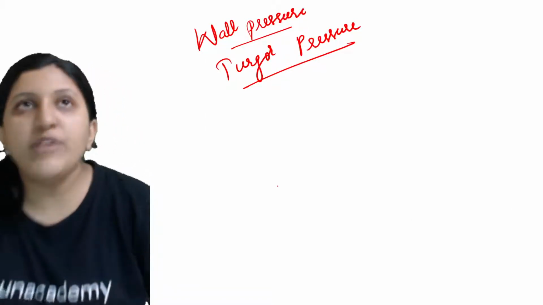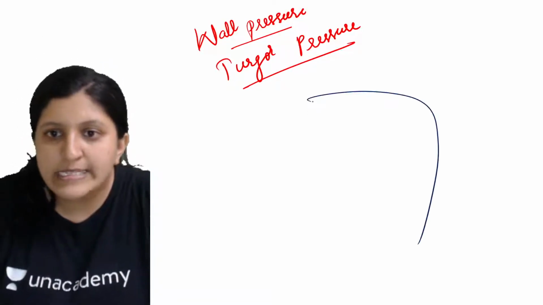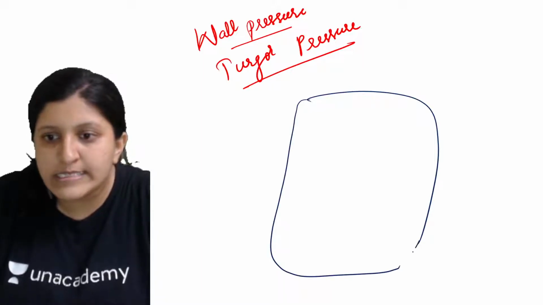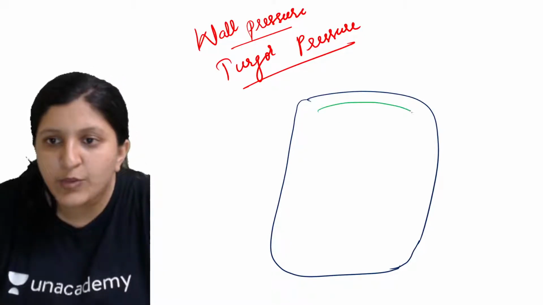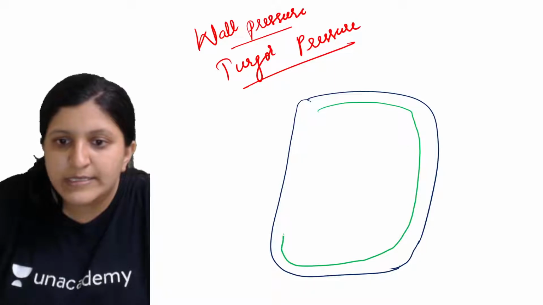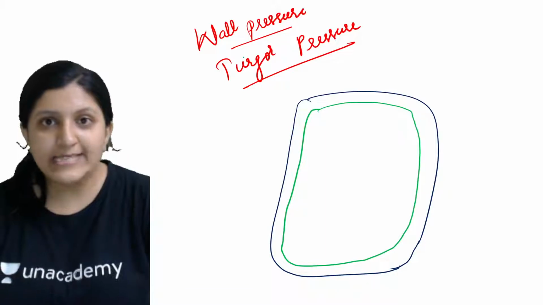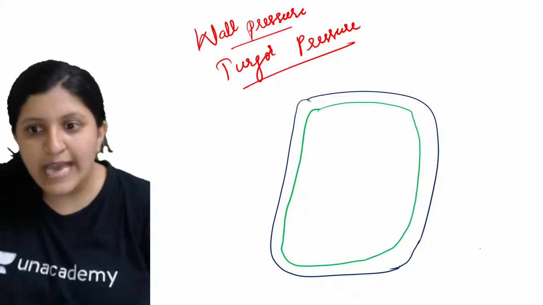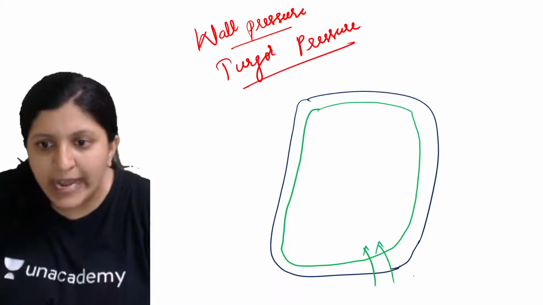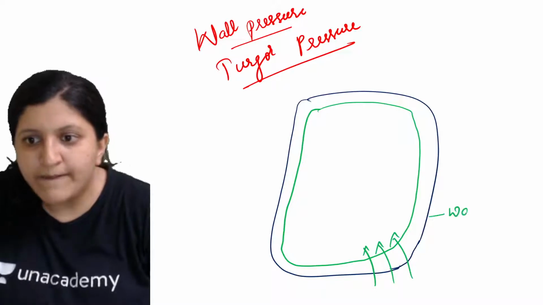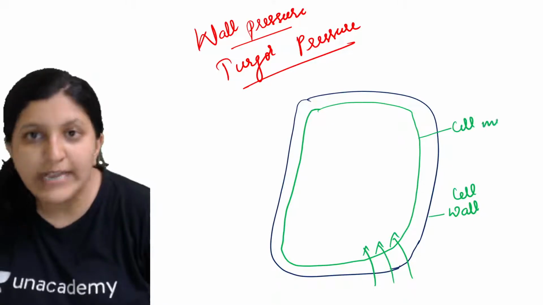Now the cell wall is present, so let's draw the cell wall. Now there is a plant cell, and this one is a cell wall. Then you can see there is a cell membrane, which is completely distended. So what exactly is happening here? As the endosmosis has occurred, that means water has moved inside this plasma membrane. So this is the cell wall, and this is the cell membrane. That is in the case of a plant cell.